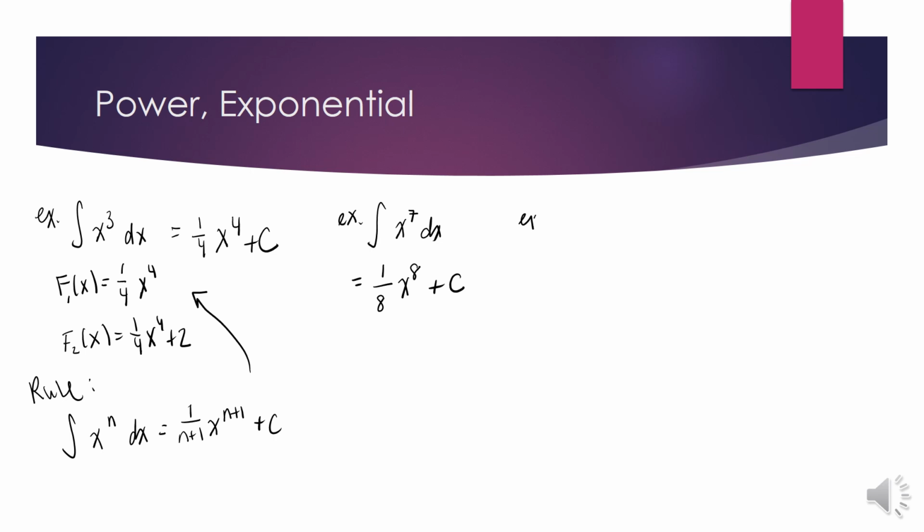Now we also have exponentials. So what's the antiderivative of e to the x? Again, give me a function whose derivative is e to the x. Definitely just e to the x. But I could add any constant I want. So here's another rule. The antiderivative of e to the x with respect to x is e to the x plus c.